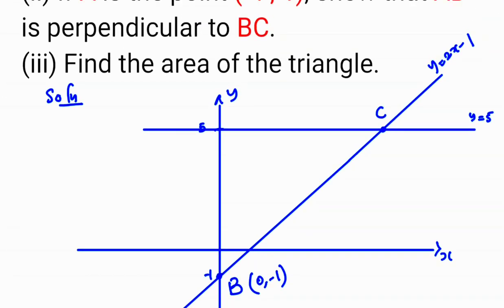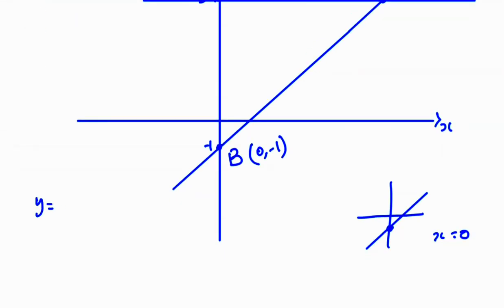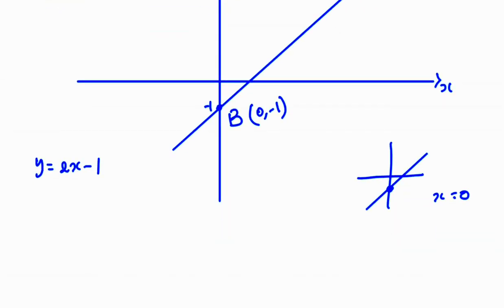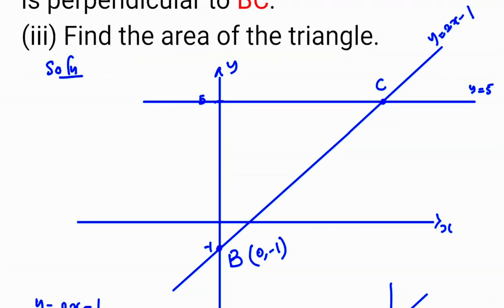Now let's move to this particular place. Remember, the equation of the line is y = 2x - 1. Now at C, y = 5. Now we are going to have 5 = 2x - 1. So we have 6 = 2x. So x = 3. Good. So we should come down to this. You see, at C, x = 3 and y = 5. So we have the coordinates of C and B.